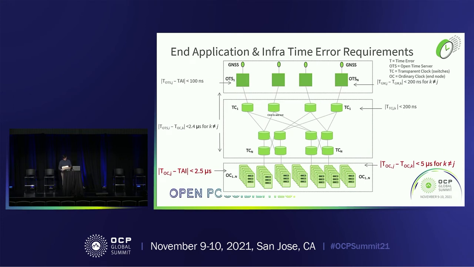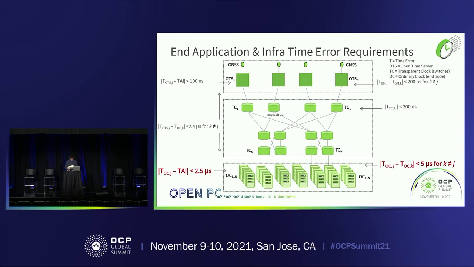The second thing that we did, and this is quite important here, was to define the time error requirement. What are we trying to meet here? What is the expected performance? If you look in the right hand, bottom corner of that slide, you're going to see this number, 5 microseconds. This is what we basically came up with as a requirement.